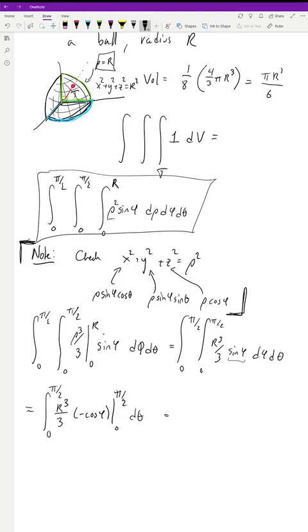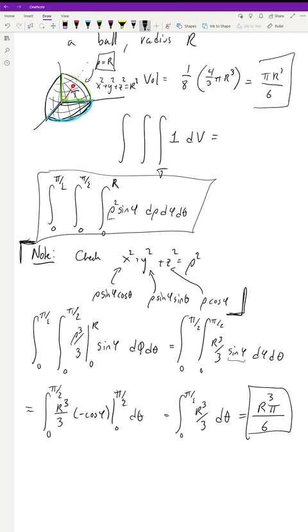Evaluating at 0, I get 1. Or negative 1, evaluating at pi over 2, I get 0. So this is 0 minus negative 1, so I just get a 1. So this is the integral from 0 to pi over 2 of r cubed over 3 d theta. And then this last integral, there's no theta, so I just pull the answer down. So it's pi r cubed over 6, and in fact, our two answers ended up matching up.